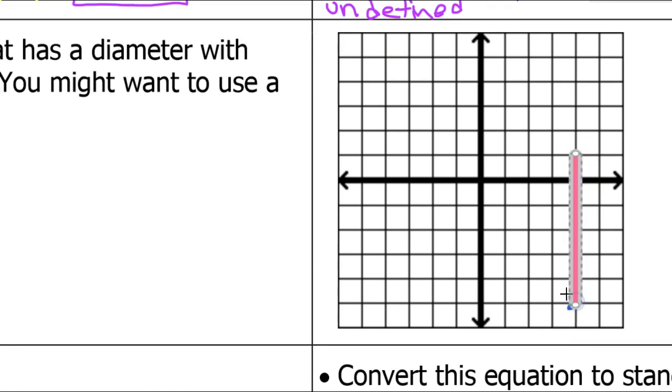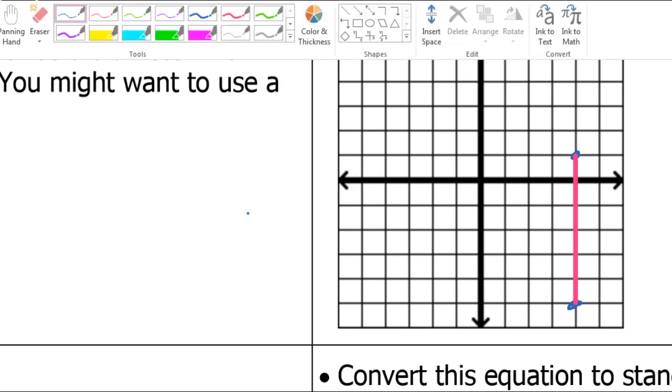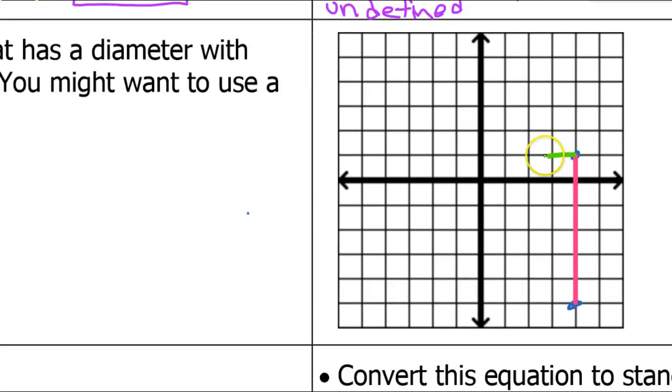Okay, so this is the diameter of some circle. So that means, I'm just going to do a really rough sketch here. If this is the diameter of a circle, that means there's a circle that goes like this. Okay, and this goes across the middle of it. So here's the most important part. What is the center of the circle if this is the diameter?